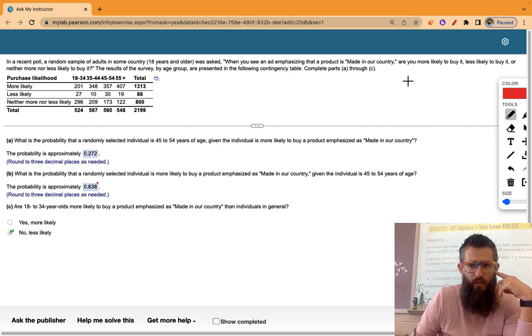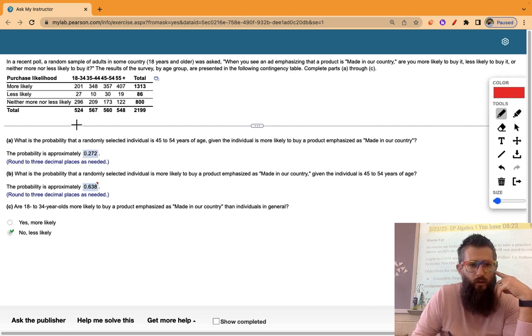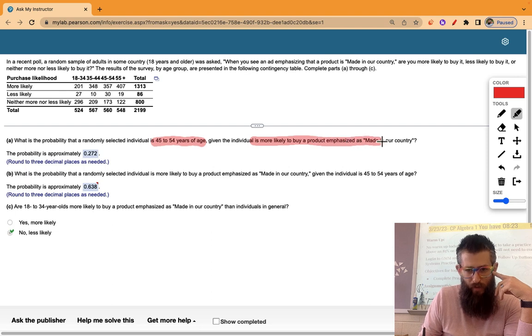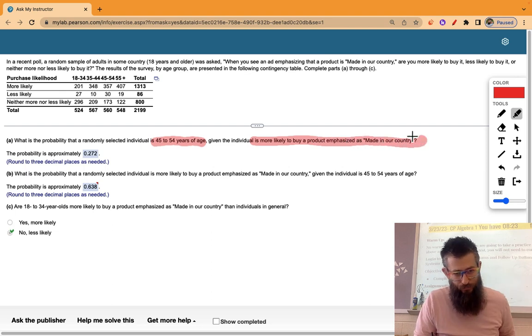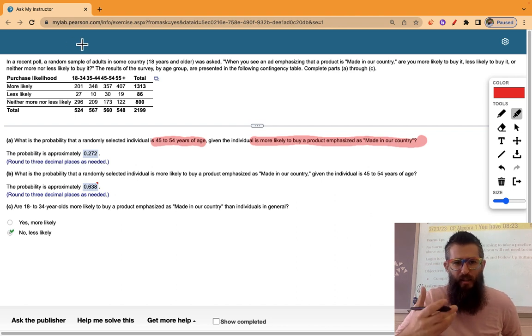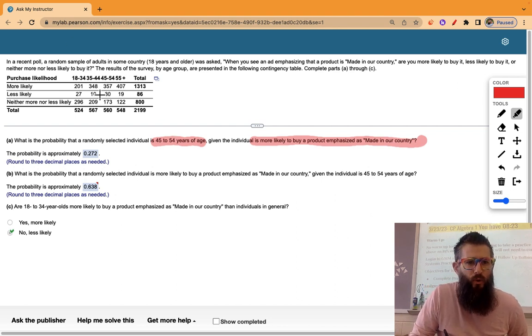So what we're going to do is read through these prompts to see if we can answer them together. So for the first one, part A, it says, what is the probability that a randomly selected individual is 45 to 54 years of age, given the fact that the individual is more likely to buy a product emphasized by made in our country. So that second part is going to be the data set that we're looking into. So we're going to be looking into the data set, this piece right here.